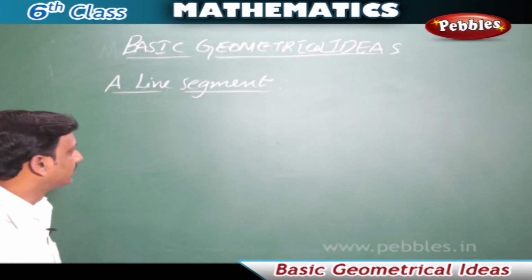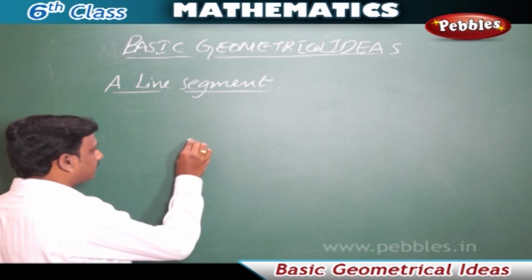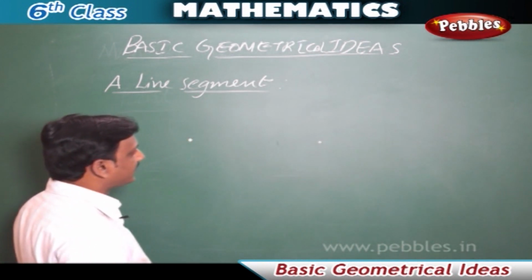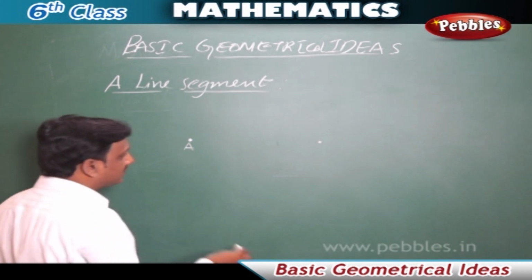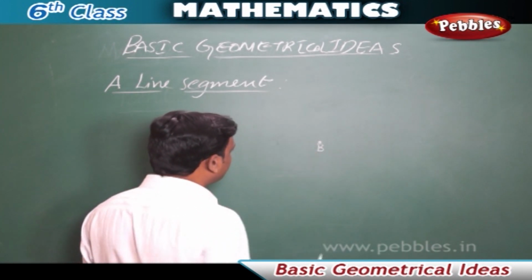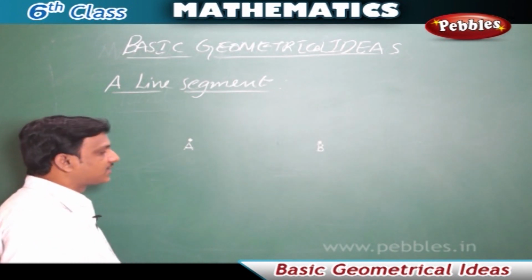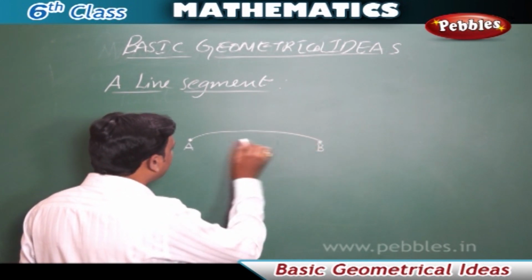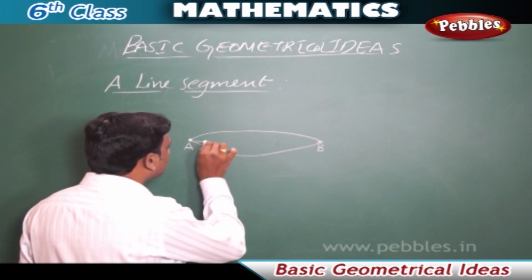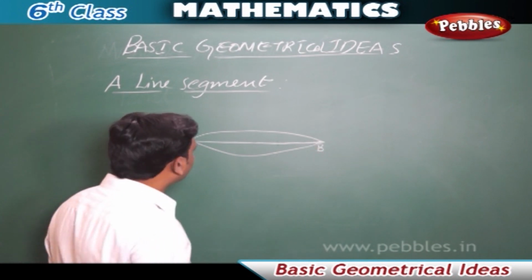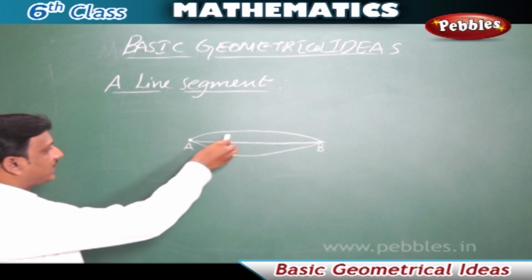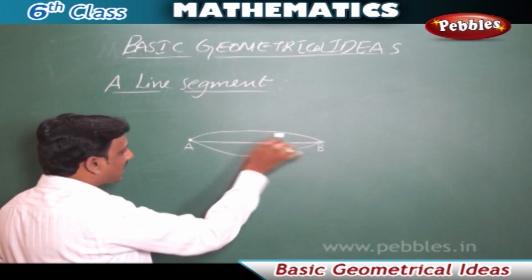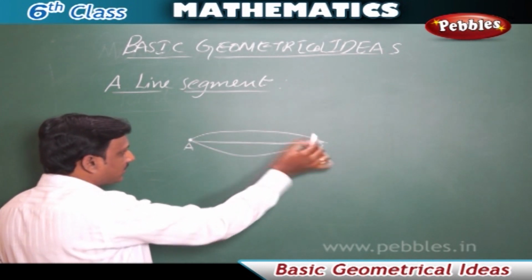A line segment. We have learnt about a point. Now here there are 2 points. We know that a point is denoted by a capital letter. Say this is A and this is B. Now we are trying to connect these 2 points, so we join them by some lines like this. Here we have drawn 3 different lines. This line is connecting A to B, this is also connecting A to B, and this is also connecting A to B.